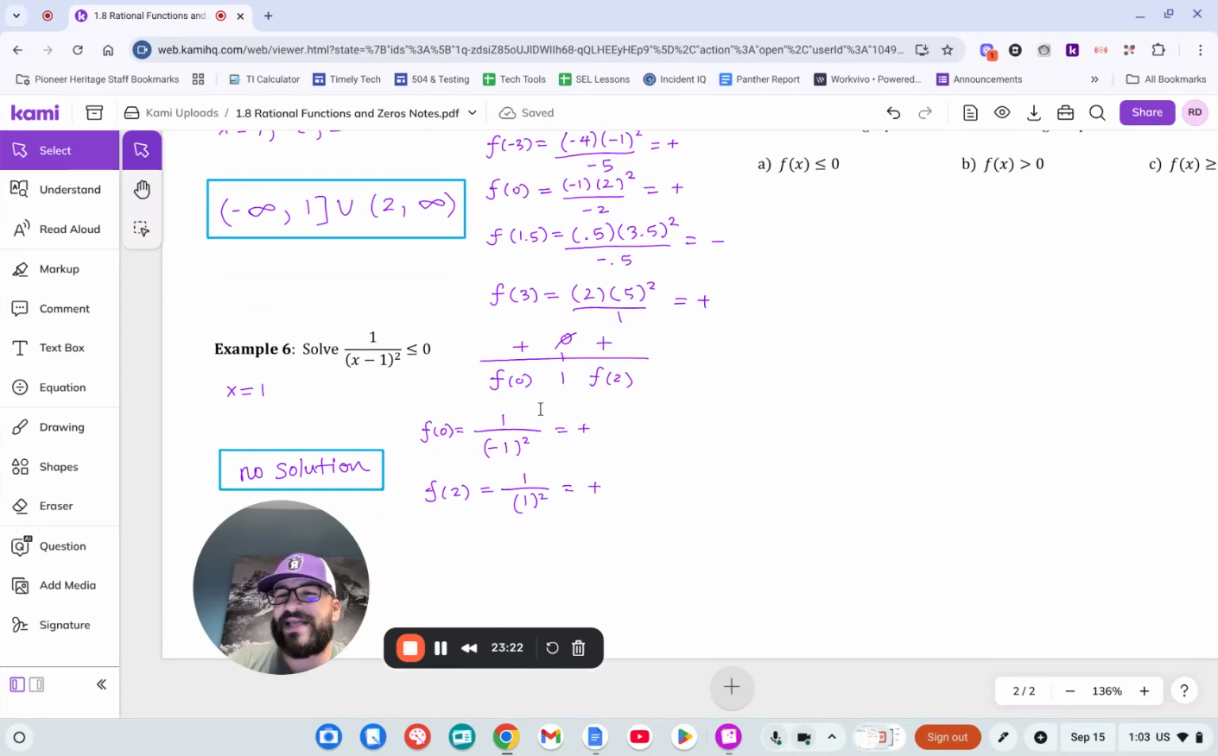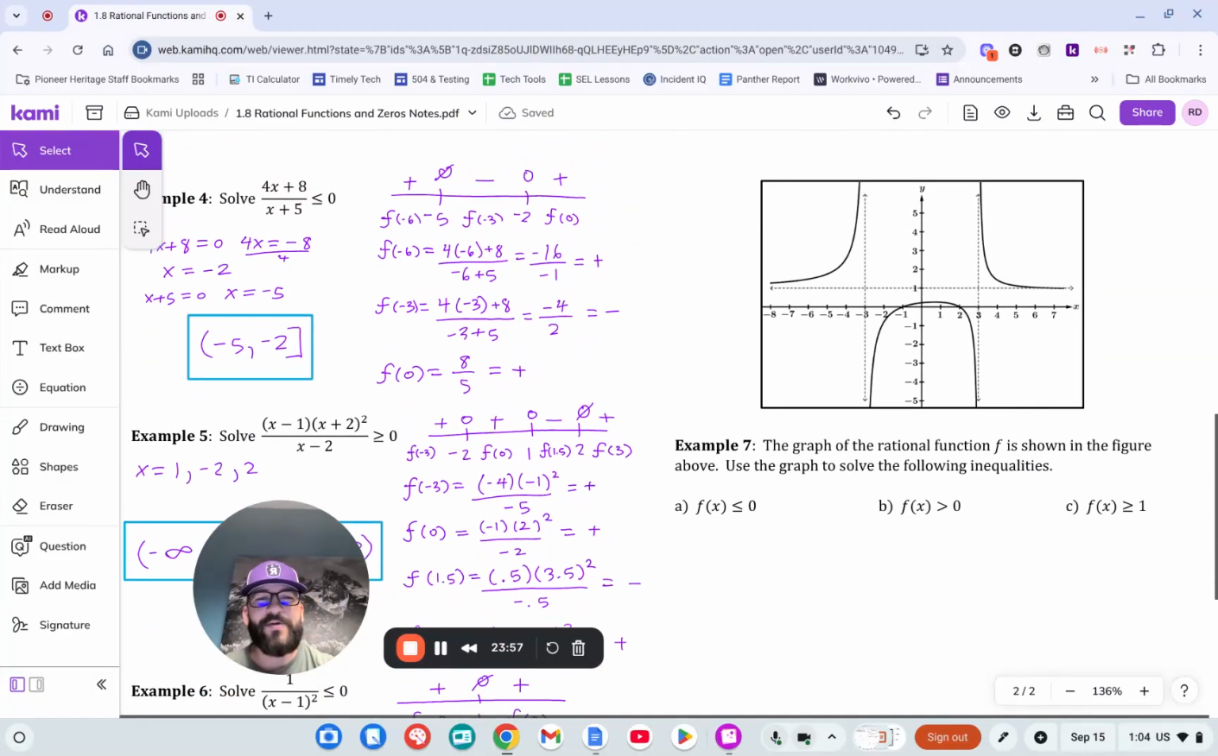And last but not least, example 6, simple like example 3, but not so simple in the solution. So we do get the 0 of 1. Plugging everything in, we get the positive and the positive on both sides, but our inequality was looking for less than or equal to 0. So we're never less than 0, and this is undefined, so we don't even equal 0. So in the case of this specific rational function, there's no solution to that inequality. Nowhere does this inequality ever be less than or equal to 0. So we just get that no solution.